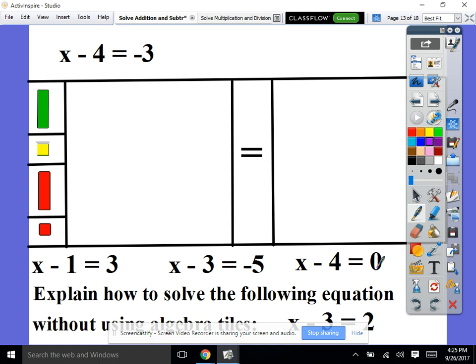So I want you to think about how to solve the following equation without using algebra tiles. And the equation is x minus 3 equals 2. Without drawing pictures or anything, what do you need to do? I think you already know that the answer is 5 because 5 minus 3 equals 2. How did you get that answer?